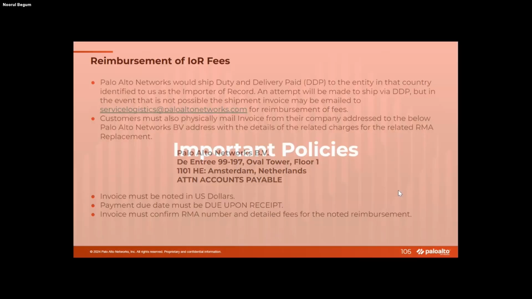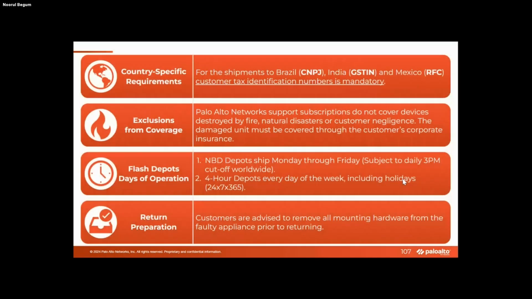Noted reimbursement. So, important policies, country-specific requirements. Like I mentioned before, for shipments to Brazil it will be the CNPJ tax ID, India, GSTIN, and Mexico, RFC. So the customer tax identification number is mandatory for these three countries.